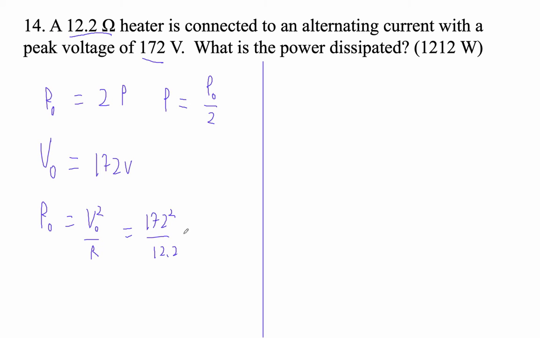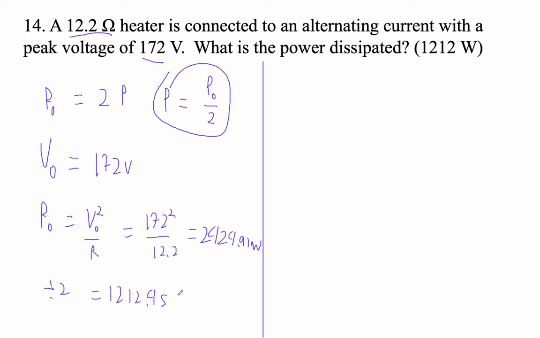This will give me twice the power. That's 2424.91 watts. And then if I divide that by 2, I'll get the actual power. So divide by 2, 12.45. That is the watts. So that's way number 1.